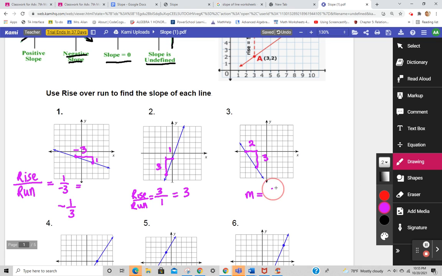So we're going to rise 3 and run 2. Because we ran left, again, this is going to be a negative slope because we went left. So our slope is, we can rewrite this as -3/2.